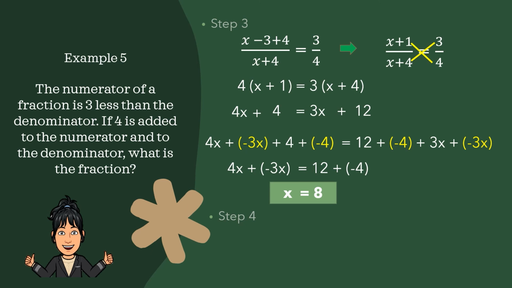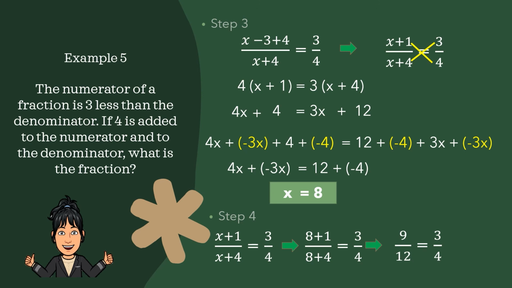For step 4, which is the checking, substituting our formula, x plus 1 over x plus 4 is equal to 3/4. The value of x is 8. So we have 8 plus 1 over 8 plus 4 is equal to 3/4. 8 plus 1 is equal to 9. And 8 plus 4 is equal to 12. The lowest term of 9 over 12 is 3/4.